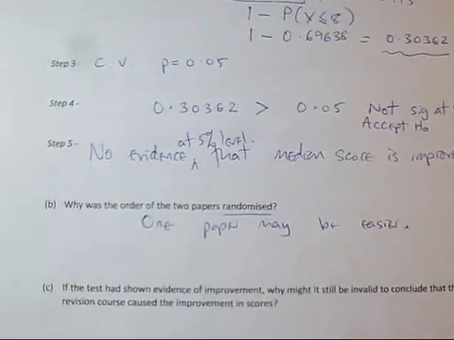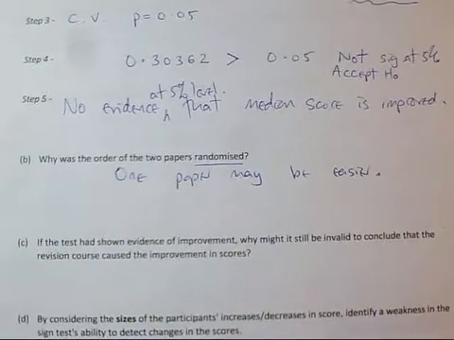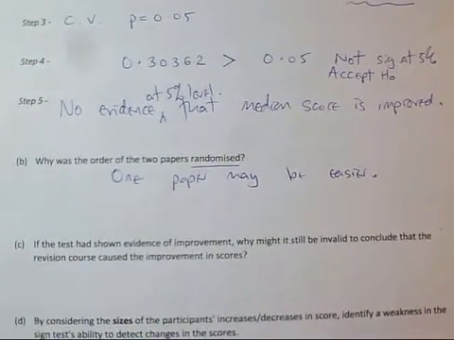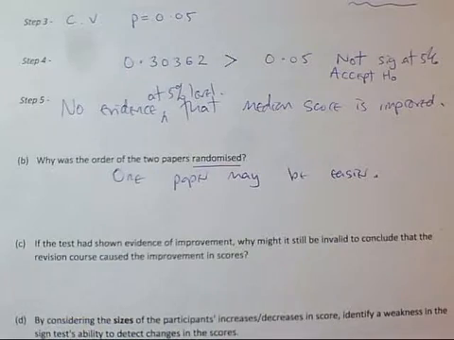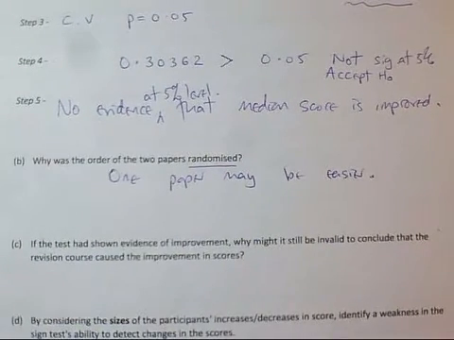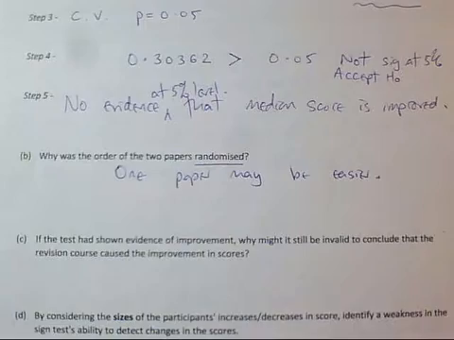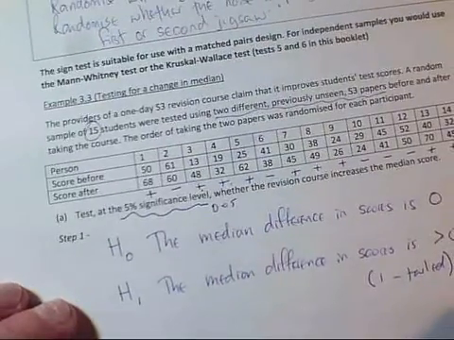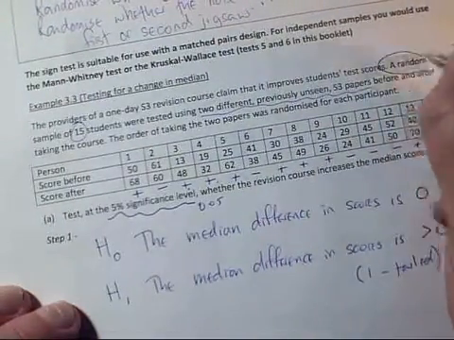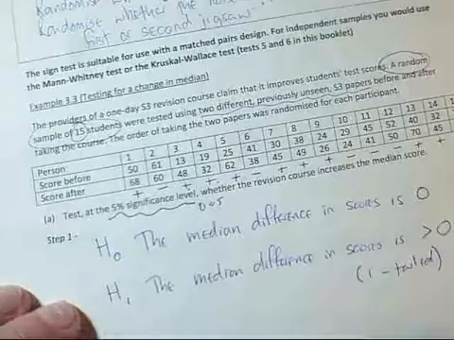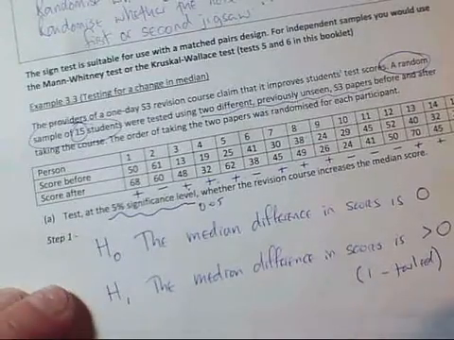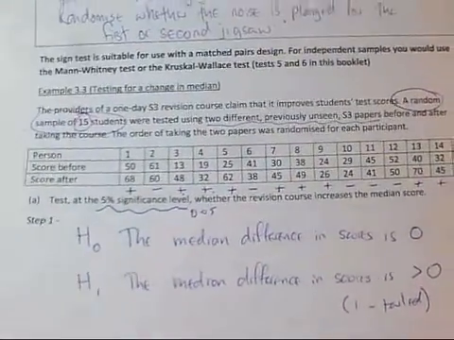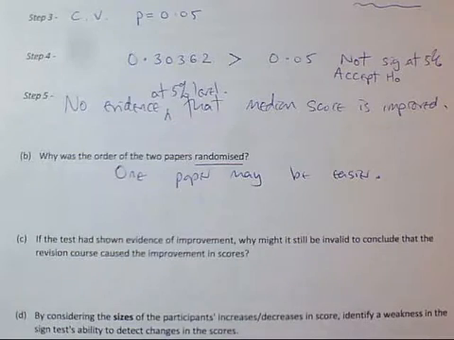So it's still a fair test because it happened one way round as often as it happened the other way round. Okay, next question. If the test had shown evidence of improvement, why might it still be invalid to conclude that the revision caused the improvement in scores? You're probably expecting this to be something about whether the sampling was random. But in this particular case we are told that this is a random sample of 15 students, so that's not the answer.